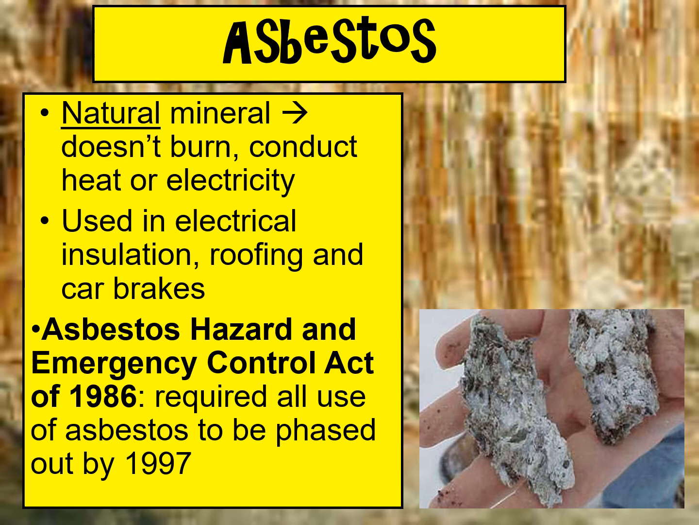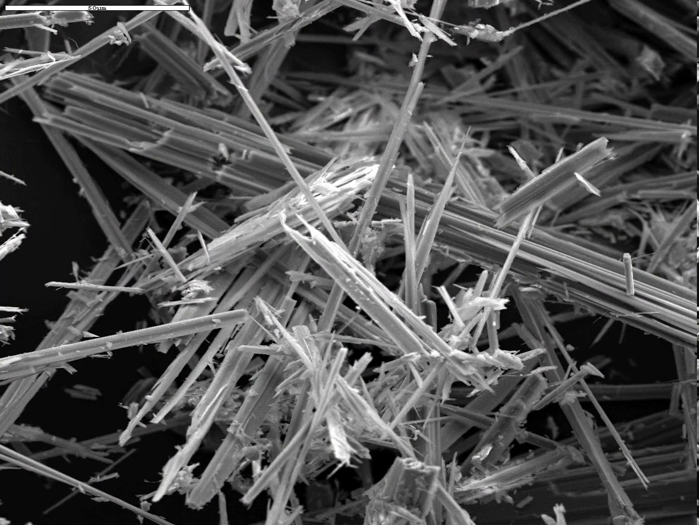Well, we found out that it's not so great for human health, and in 1986, the Asbestos Hazard and Emergency Control Act was actually passed to require that pretty much all asbestos use be phased out by 1997. If you look at asbestos underneath a microscope, you'll see this. It's very fine, sharp fibers of this mineral.